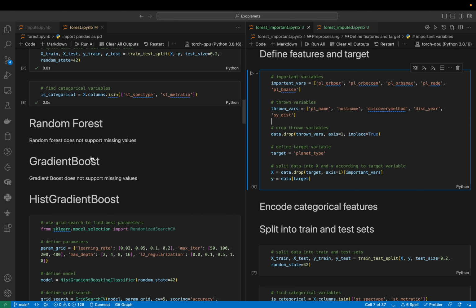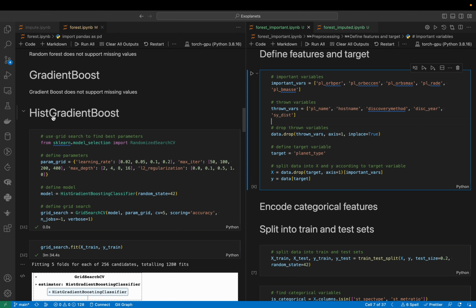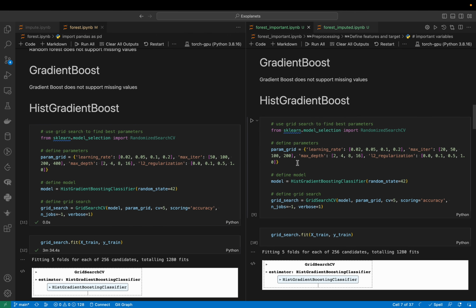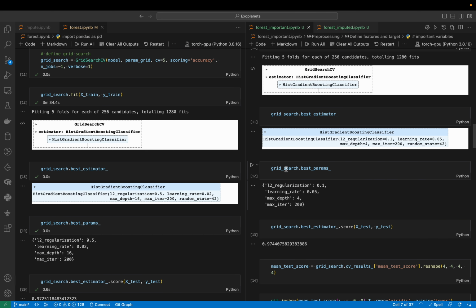Since the original dataset has missing values, random forest, gradient boost and some other trait-based methods are not supported because they don't support missing values. So here we try the histogram gradient boost, which allows missing values. And we define the search grid, which has 4 dimensions: learning rate, max iterations, max depth, and L2 regularization. We trained the model. It took a while, and the results are somewhat similar.